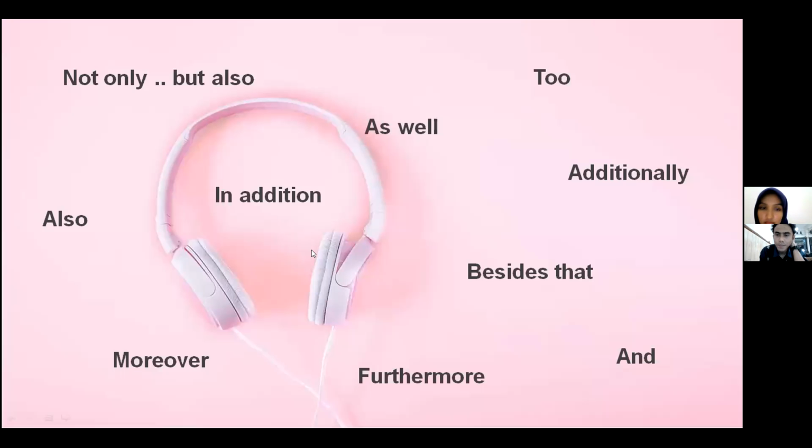Let's see for the connector. So this one is a kind of connector. Here I provided you 10 connectors, which are: not only, but also, moreover, in addition, as well, too, additionally, besides that, furthermore, and so on. So these are some of the connectors that I provided in the PowerPoint slide.